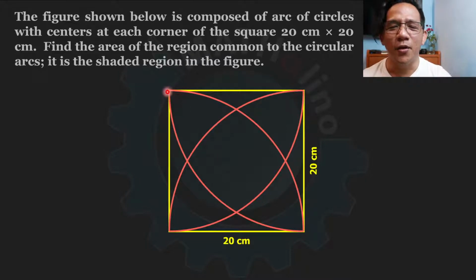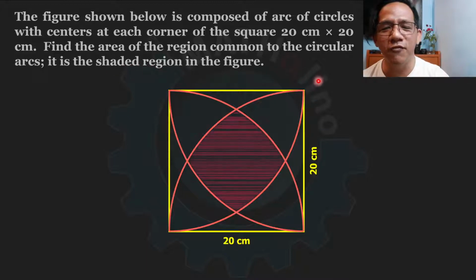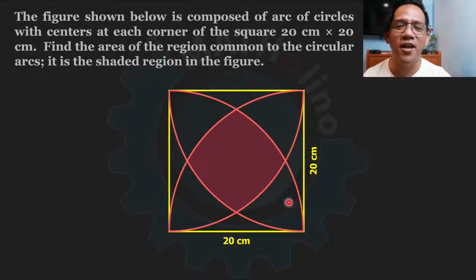The question here is, what is the area of the region bounded by these four quarter circles? It is the shaded region in the figure. This is also given in the problem. How to calculate this area? There are many ways to calculate this area, but in this video, I am going to present 3 solutions to solve for this area.